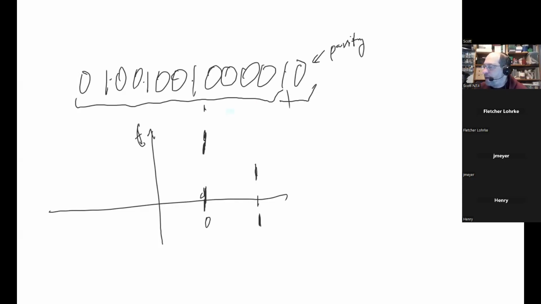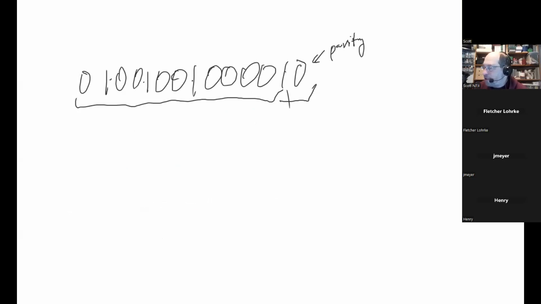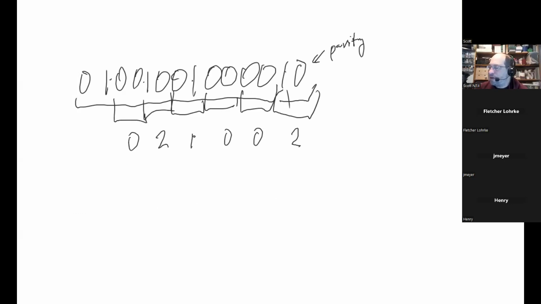There are also other ways to do this. So let's say we take 2 bits at a time. 1, 0. Anybody know what that number is in binary? What does that translate to? 2. That's 2. How about 0, 0? 0. 0, 0 is 0. 0, 1 is 1. 1, 0 is 2. 0, 0 is 0, and 0, 1 is 1.